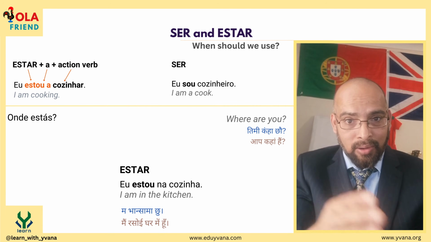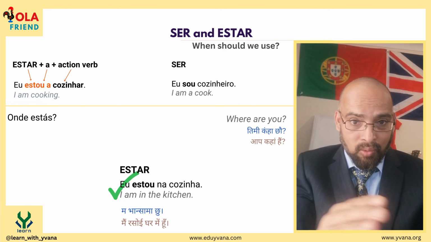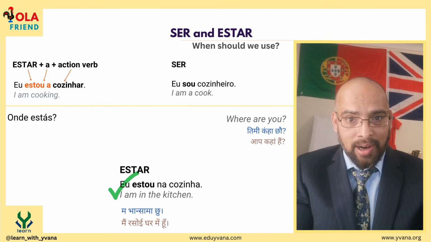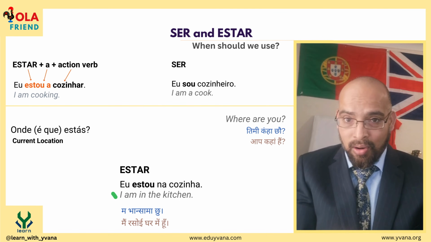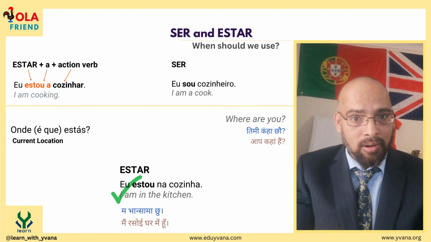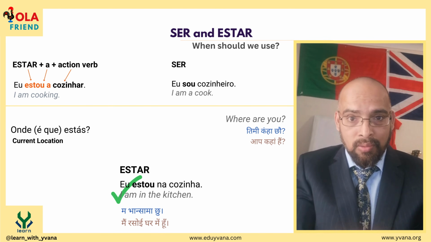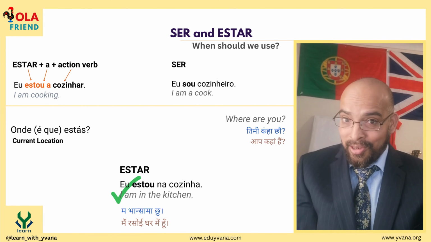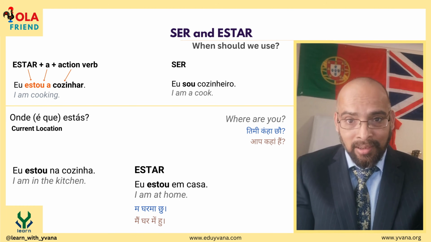Estou na cozinha. I am in the kitchen. This statement answers the question, where are you right now? Onde é que estás? Or onde estás? Where are you? If you want to talk about your location, where you are at the moment, use ESTAR verb. Eu estou na cozinha. I am in the kitchen. Eu estou em casa. I am at home.